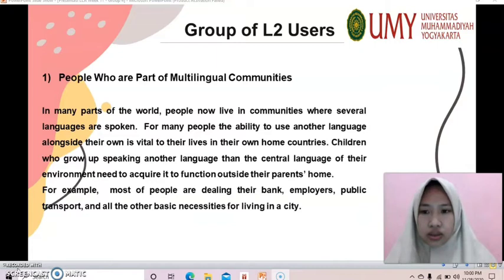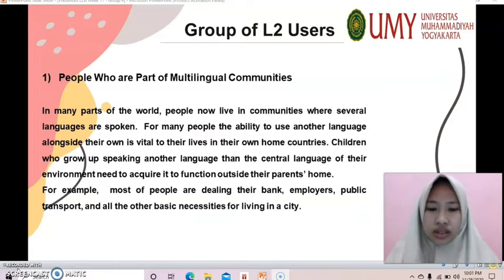Next is the groups of second language users. Number one, people who are part of multilingual communities. In many parts of the world, people now live in communities where several languages are spoken. For many people, the ability to use other languages alongside their own is vital to their lives in their own home countries. Children who grow up speaking other languages than the central language of their environment need to acquire it to function outside their parents' home. For example, most people are dealing with the bank, employer, public transport, and all the other basic necessities for living in a city.